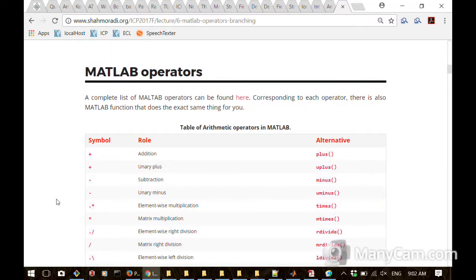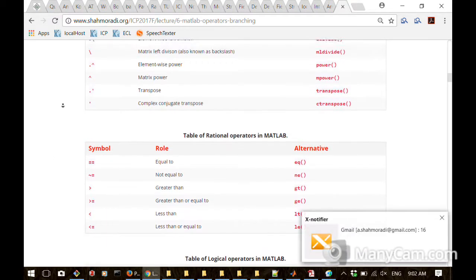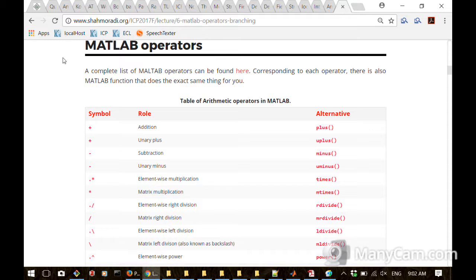So I'm going to discuss some. Last time we talked about MATLAB operators, and in addition to normal operators that you have in your calculators, like plus, minus, division, you have additional operators that are preceded with dot. And I told you what the meaning of dot is. Remember? What does it mean?